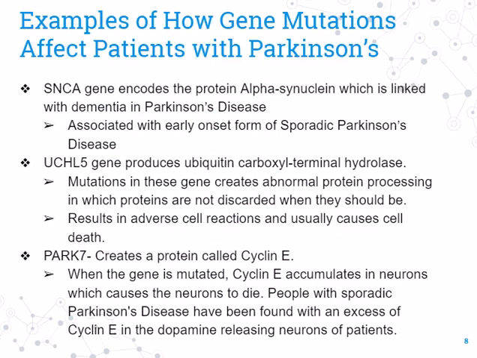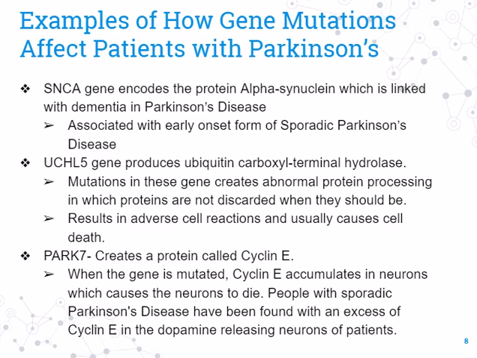Here are just some examples of how gene mutations affect a patient with Parkinson's. The SNCA gene that encodes the protein alpha-synuclein is linked to dementia in Parkinson's disease, and it's associated with the early onset form of sporadic Parkinson's disease.